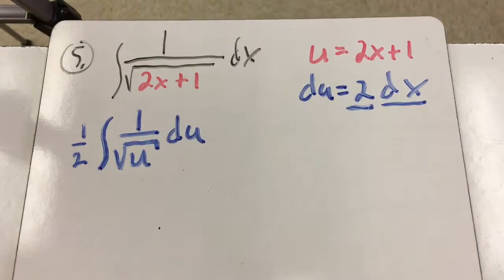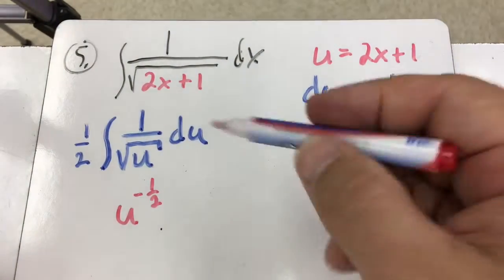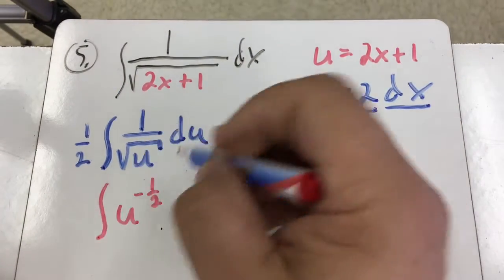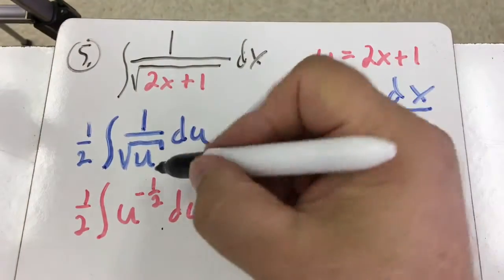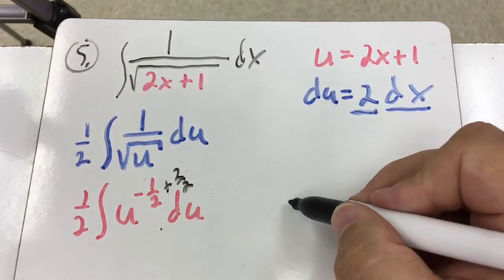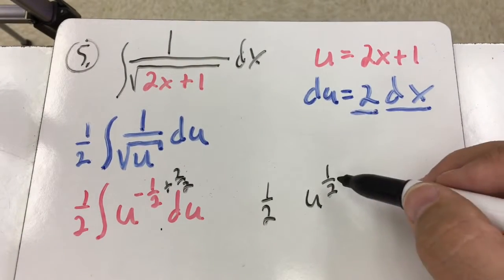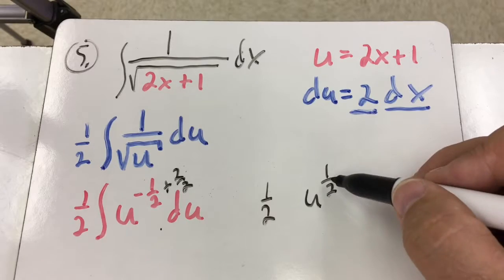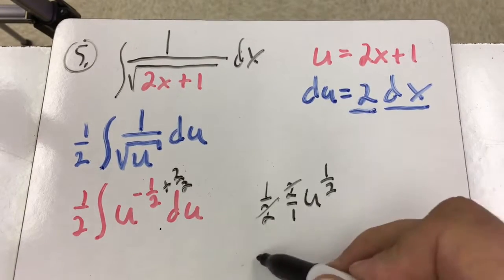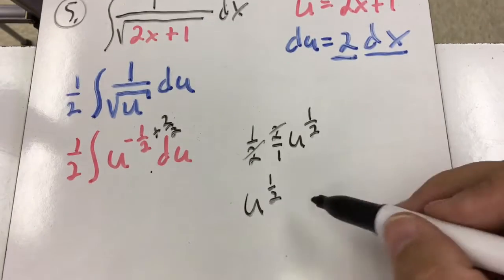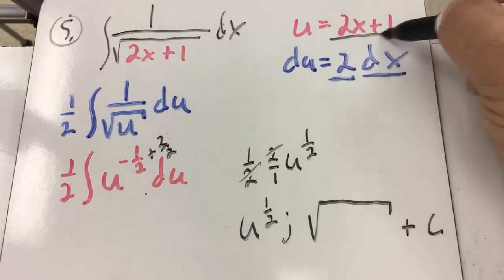I'm going to manipulate this radical to be u to the negative 1/2. If I rewrote that as u to the 1/2, it would be down the bottom. But then when I bring it up, it makes it a negative exponent. Antiderivative, don't forget, we add 1 to the exponent. So my antiderivative is going to be the original 1/2 u to the 1/2. But then I divide it by 1/2, which is the same as multiplying it by 2 over 1. And this is going to give me just u to the 1/2, or the square root, plus c of my original u sub, which is 2x plus 1.